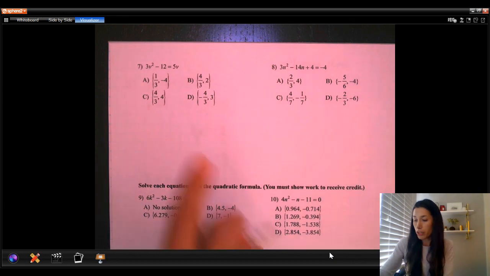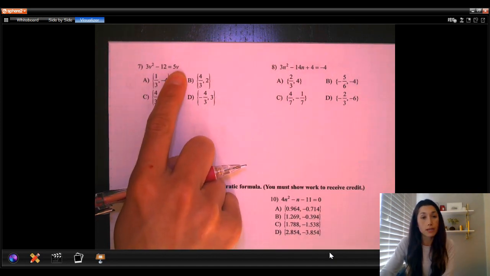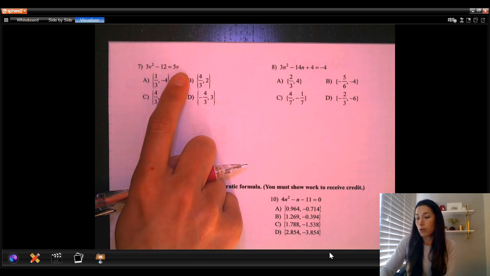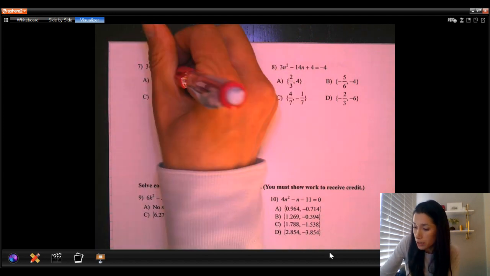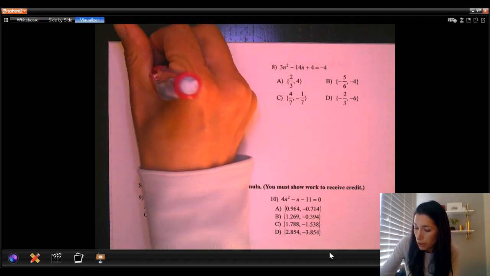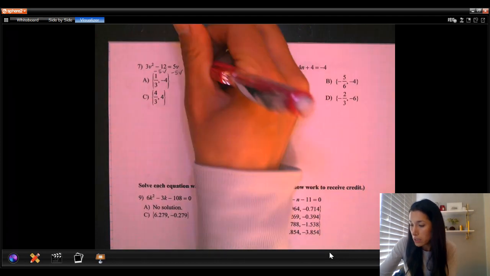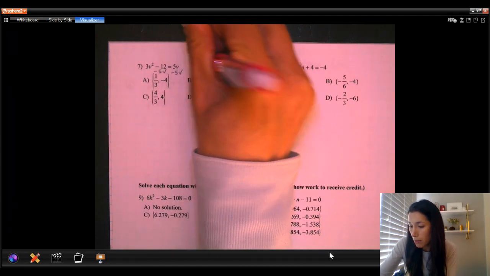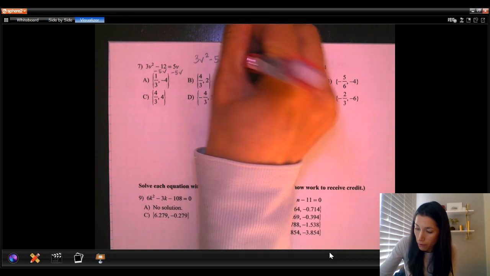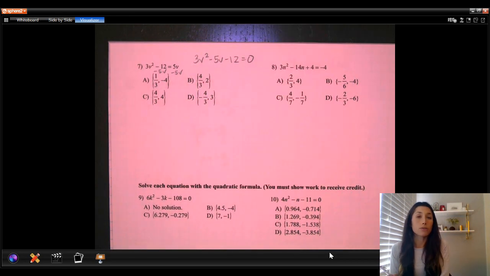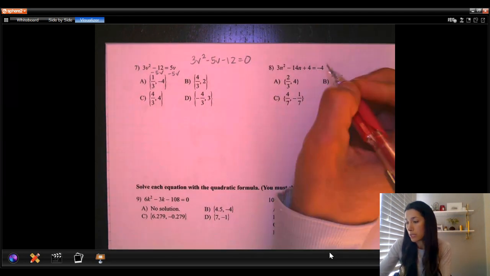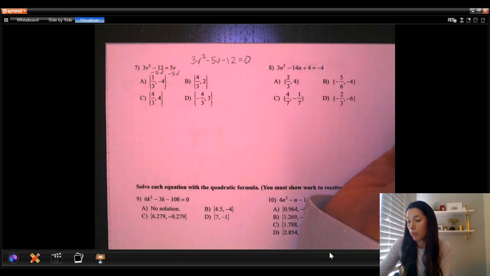Now, before you set up question 7, remember that you need to have this set equal to 0. So you are going to want to subtract 5v on both sides first. Once you subtract 5v on both sides, you have 3v squared minus 5v minus 12. Now you can go ahead and do the box and diamond method with that. You're going to do the same thing here as well. We're going to be adding 4 to both sides to set it equal to 0, and then you can go ahead and factor that.